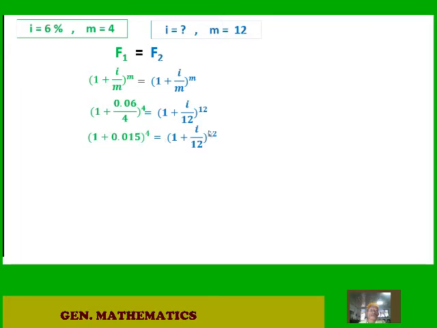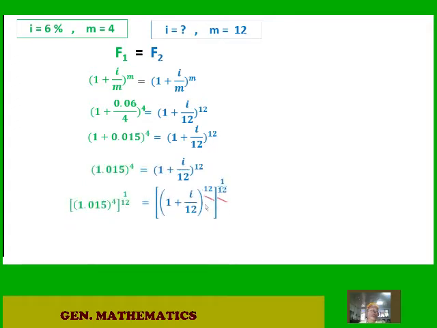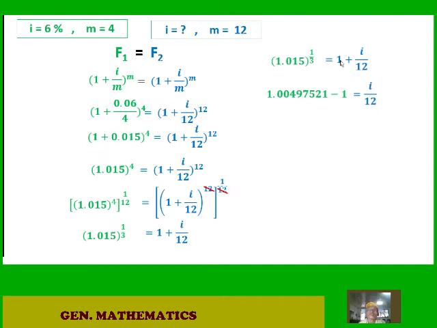Raise both sides of the equation to 1 over 12 so that we can eliminate 12 on the right side. So this one will be cancelled. This is 4 times 1 over 12. The result is 1/3. Then extract the cube root of this number. Then transfer 1 to the left, becomes negative. Then cross multiply 12 so that i is equal to 0.0597 or 5.97%. This 5.97% is equivalent to 6% compounded quarterly.